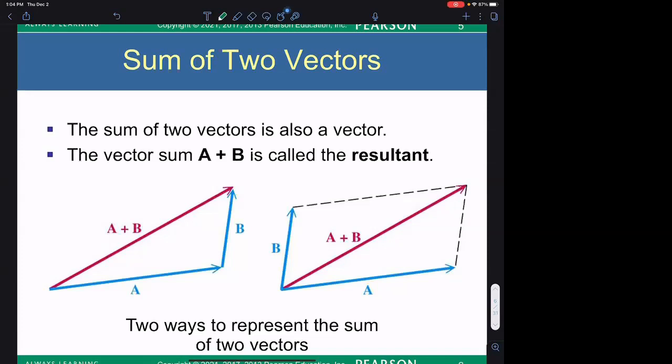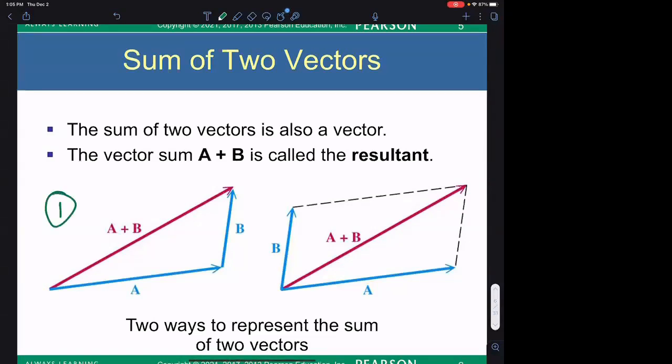The vector sum, A plus B, is called the resultant. I don't know if I've really used that word much in my life, so it's not a very common word we're going to have to use a lot or anything. But what does it look like to get A plus B? So they're showing you two ways to represent how you would figure out what the sum of two vectors is. So if you're adding vectors A and B, let's look at this example on the left. It's probably the simplest way to think about it.